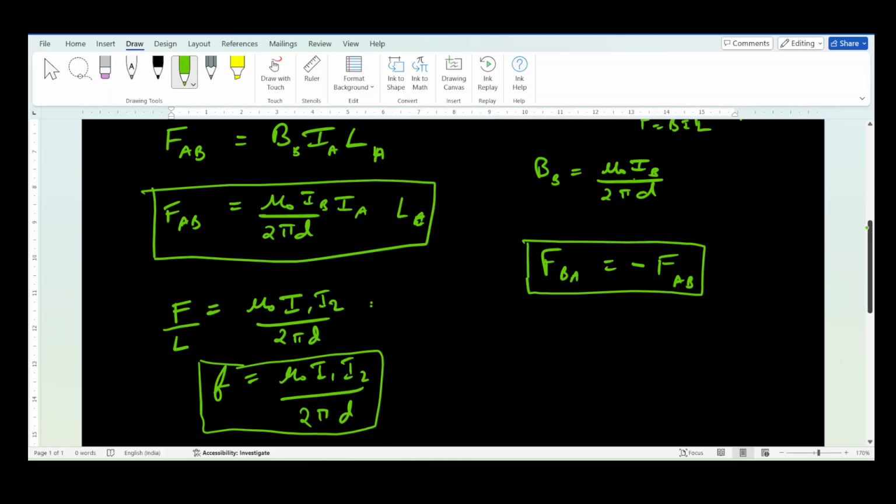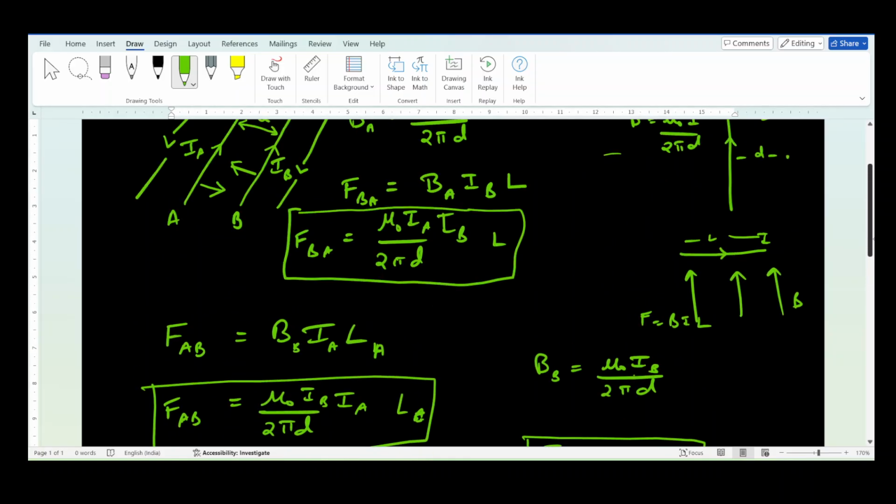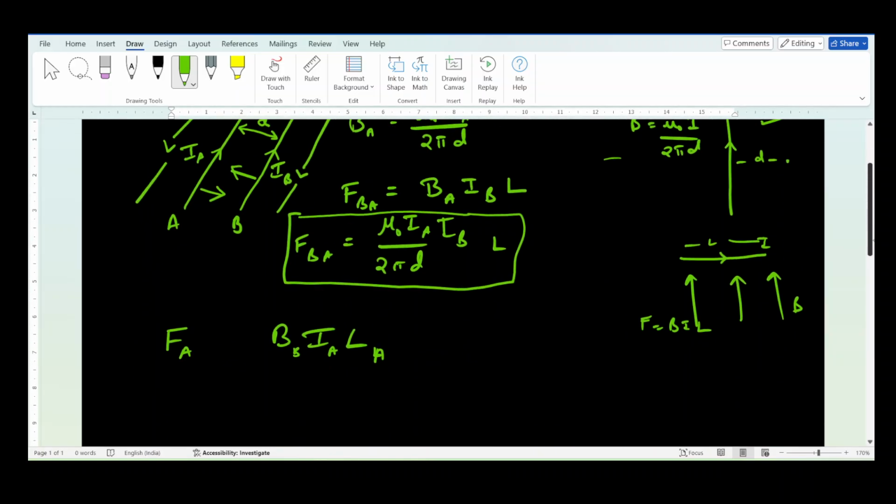So you divide the force by length and you get force per unit length. And this quantity becomes independent of the length of the wire. These are the equations corresponding to this concept.